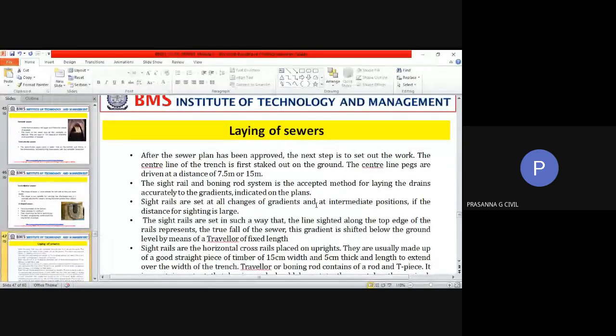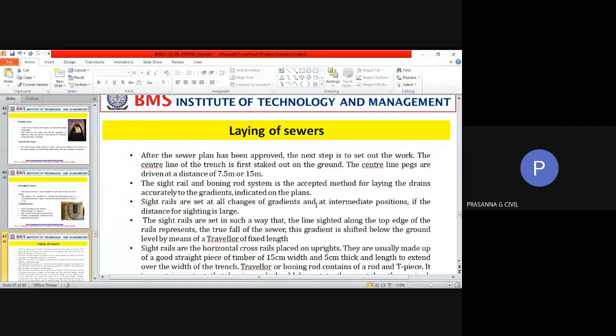So suppose we have a trench that we are digging, say 1 meter width. On either side of the 1 meter, we will have 2 vertical supports, and the site rail will be placed there. So this site rail will be such that it can be moved up and down depending on what is the exact level from the surface that you require.